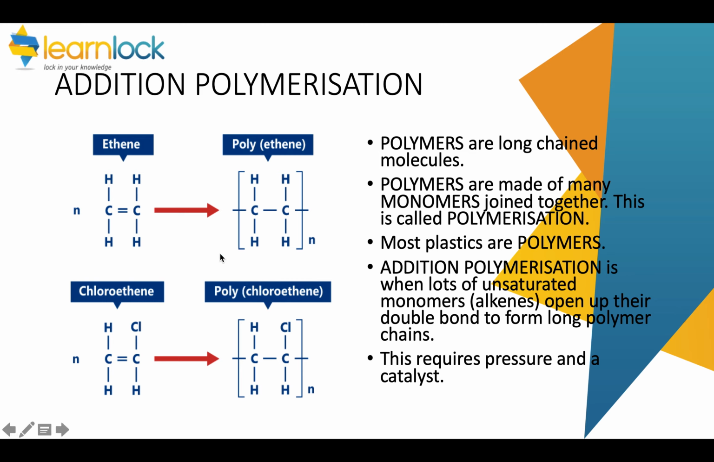Whenever you write a polymer out, you always put it in brackets with the letter n next to it. So here's a polymer of ethene to become polyethene, and the polymer of chloroethene to form polychloroethene.